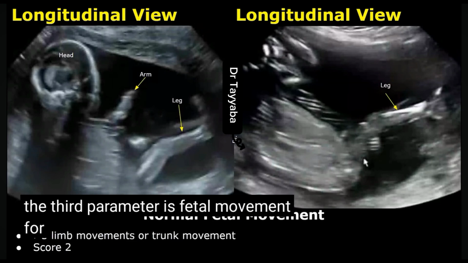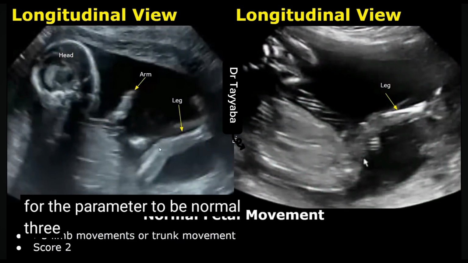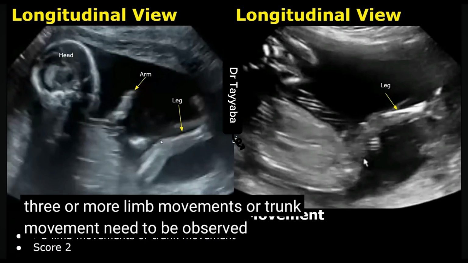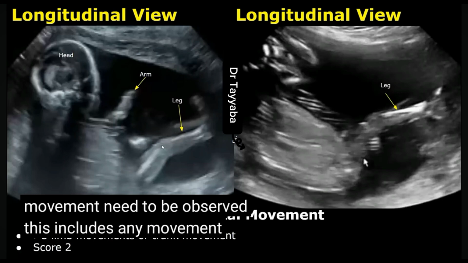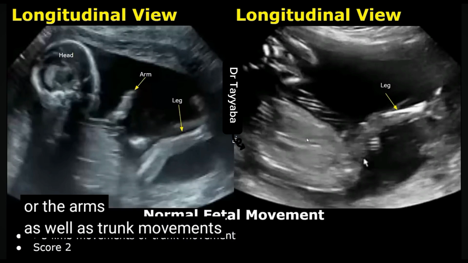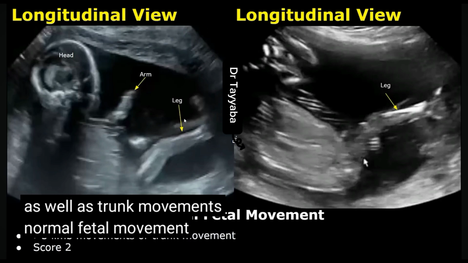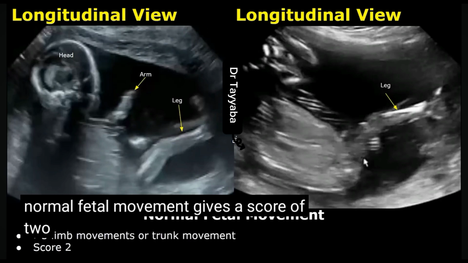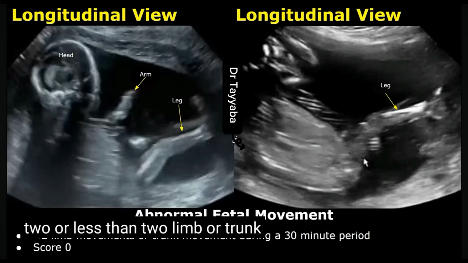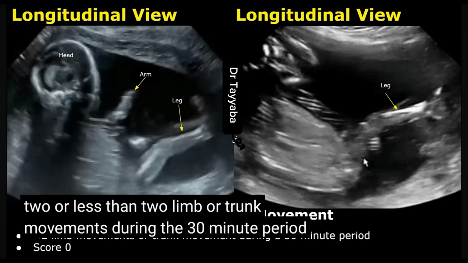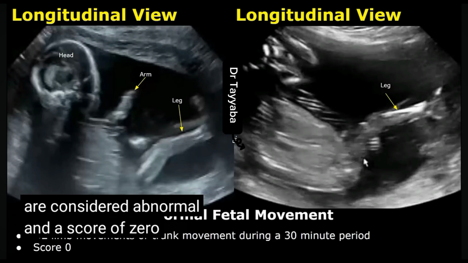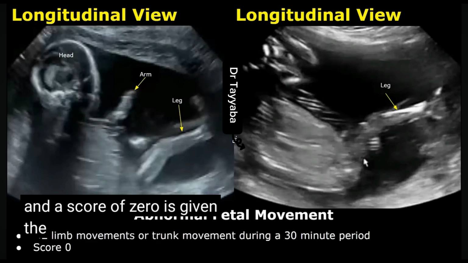The third parameter is the fetal movement. For the parameter to be normal, three or more limb movements or trunk movements need to be observed. This includes any movement of the legs or the arms, as well as trunk movements. Normal fetal movement gives a score of 2, or less than 2 limb or trunk movements during the 30-minute period are considered abnormal and a score of 0 is given.